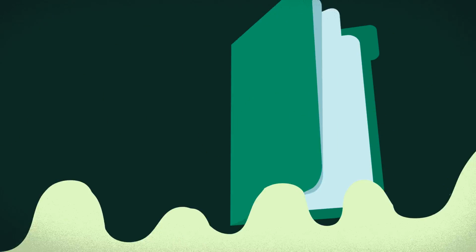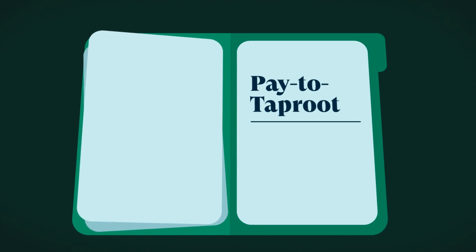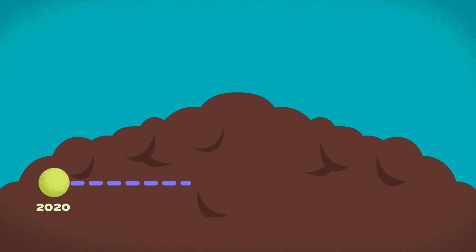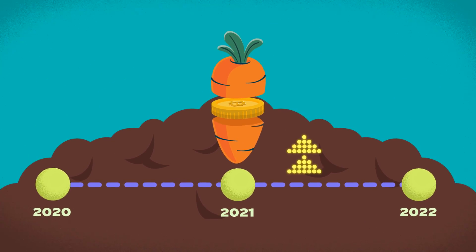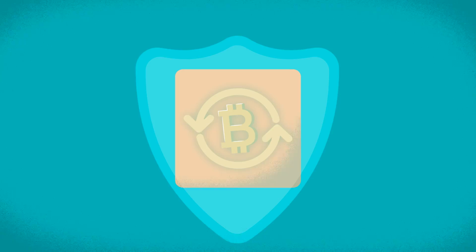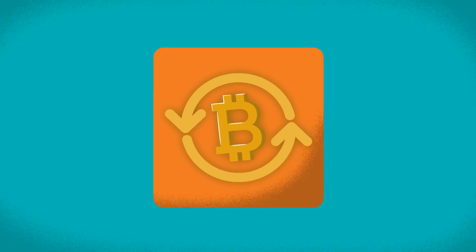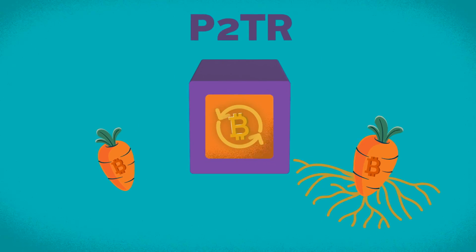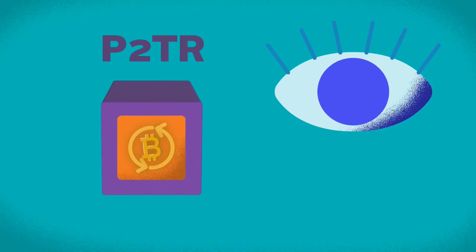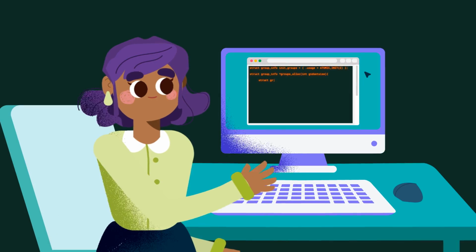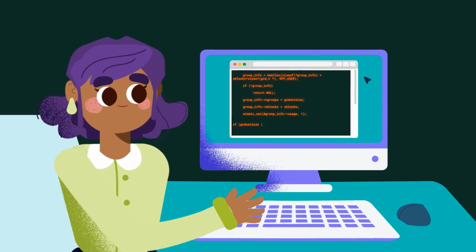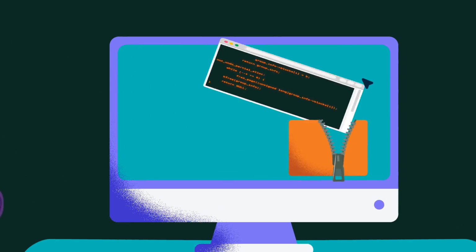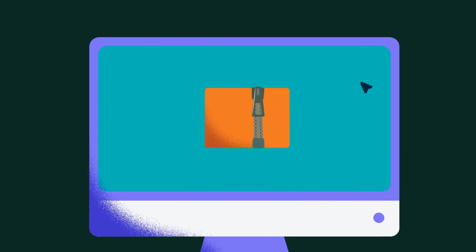Lastly, we also have Pay-to-Taproot, P2TR, contracts, a product of the Taproot upgrade. Taproot is a Bitcoin upgrade implemented in late 2021, which improved the privacy, flexibility, and scalability of Bitcoin transactions. P2TR transactions, whether simple or complex, appear the same on the blockchain, therefore improving privacy. They also improved flexibility, as they enable users to program more sophisticated conditions into the contract, and scale better as they are more compact than traditional Bitcoin transactions.